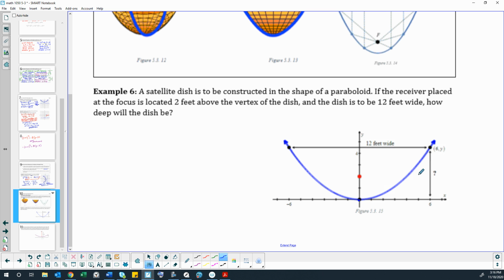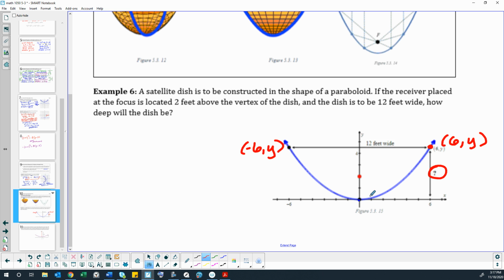Now, when it's a real life question like this, if you need to create a graph in order to create the equation, like sketching a graph, put your vertex at 0, 0 and make your parabola go upward, because that is like the easiest thing to do. You can put it wherever you want, so you might as well situate it in a way that's easy. Because this is 12, that point will be at 6 comma y, and that y value is the number we don't know, the depth of the dish. And then this point will be at negative 6, y.